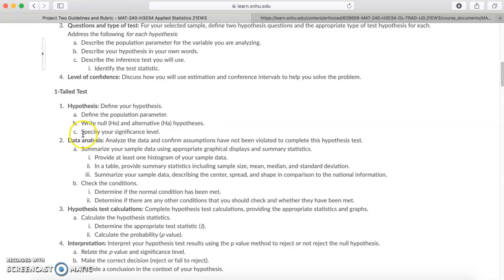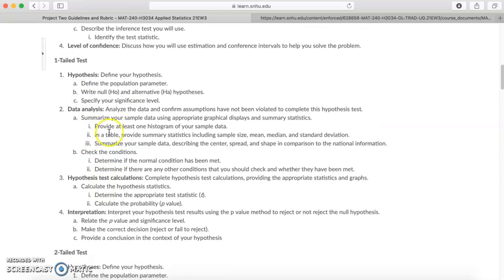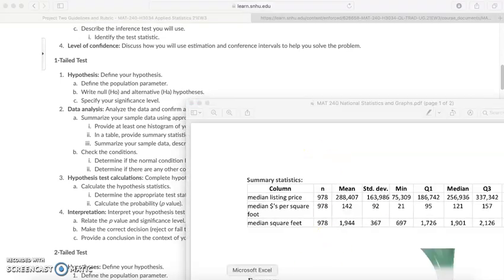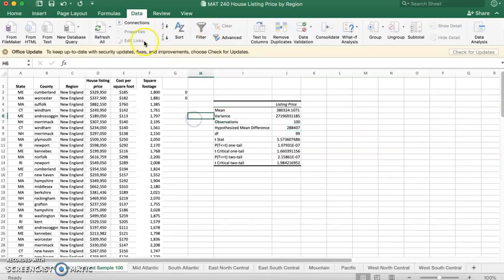So here you're defining your hypotheses, your specific null and alternative. Summarize your data set, so provide at least one histogram and a table. Provide summary statistics. You guys have all done this, so if you have questions about how to do a histogram or summary statistics, let me know. Talk about the sample data, describing the center, spread, and shape. When they talk about that, what we're talking about is looking at the histogram. So let's take a quick look at the histogram for that variable, for example.